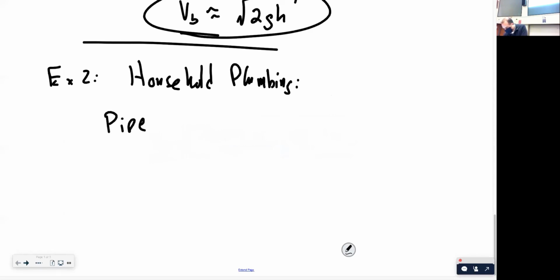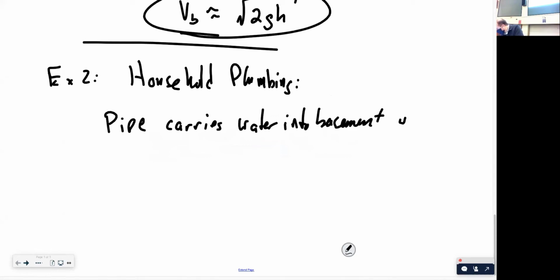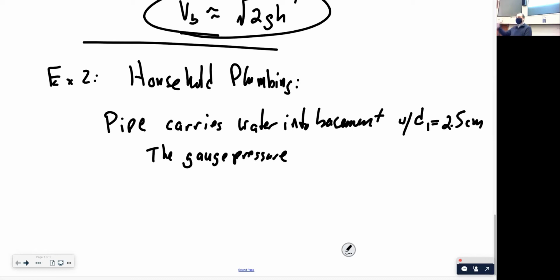Here are the words. Pipe carries water into basement of house. And that pipe has diameter, we'll call it D1, with D1 equals 2.5 centimeters. The gauge pressure, which is supplied by your municipal water company, is 170 kilopascals, and we'll call that PG.